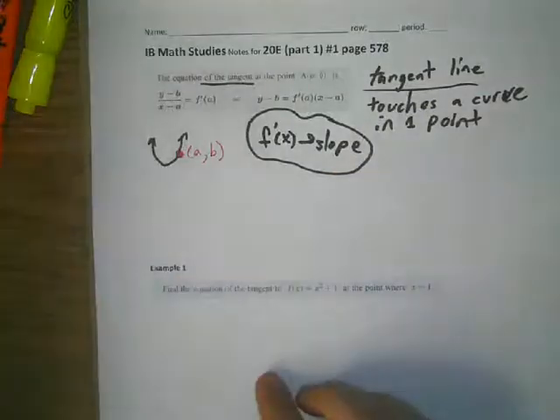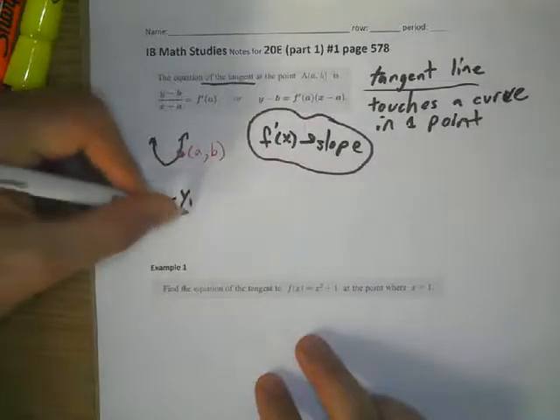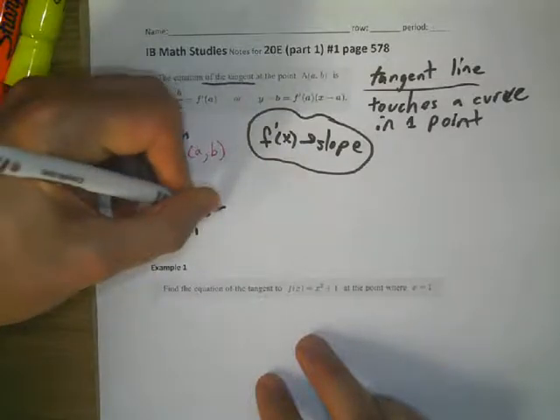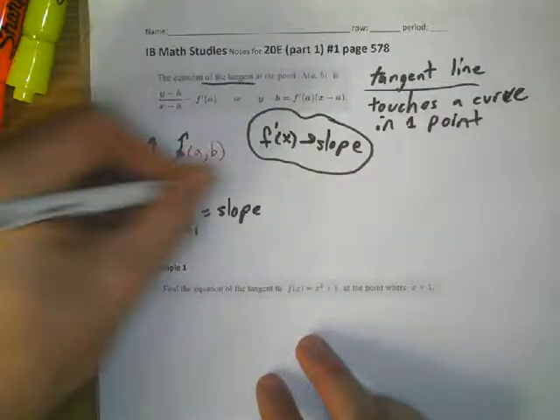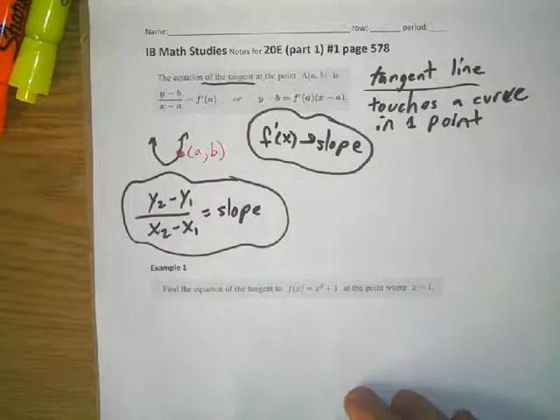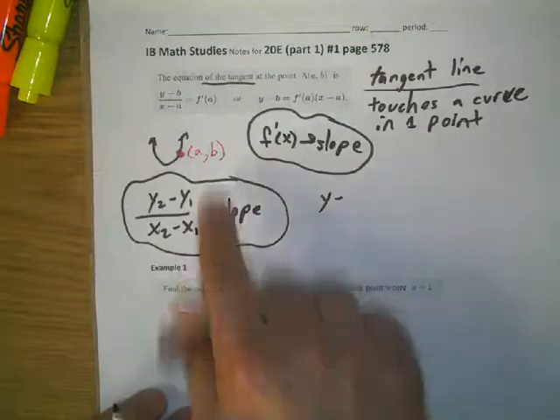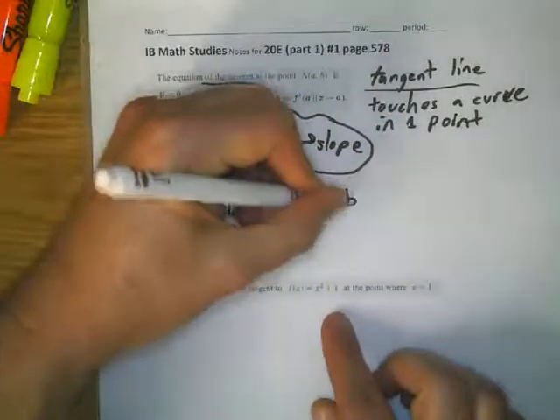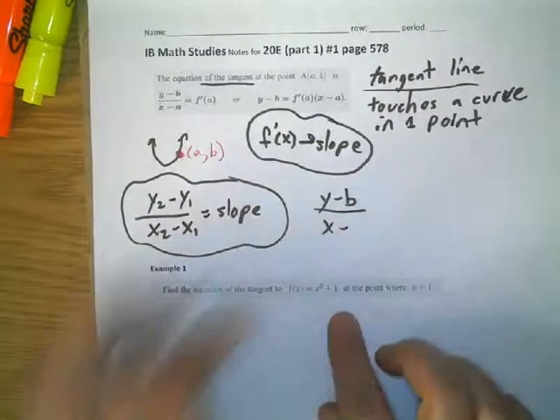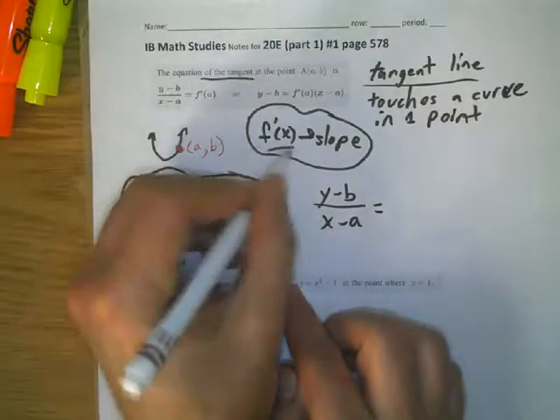So you know that slope is y2 minus y1 over x2 minus x1, and that equals slope, right? So we're going to use this and rearrange it so that we can get an equation of the line. So what you can do is you could say y minus, what's the y value? B over x minus, what's the x value? A is equal to our slope, and our slope we're going to write as the derivative.